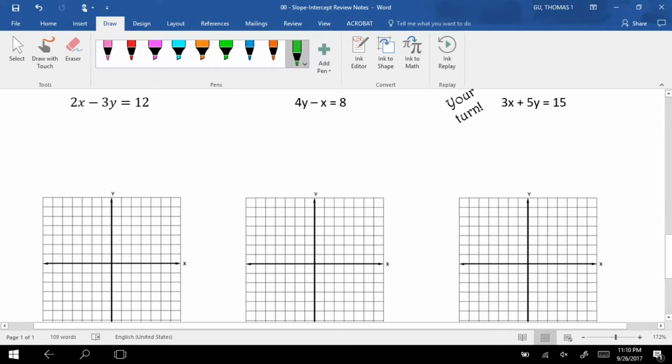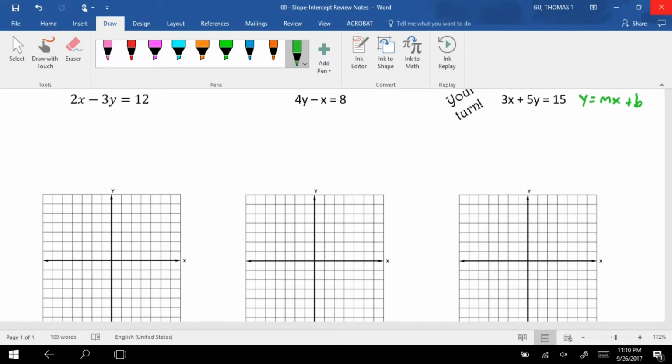I can't see the slope. I can't see the intercept because it's supposed to be y equals mx plus b, right? But I don't see it in that form. But we can rearrange these equations using algebra to make it y equals mx plus b. So let's do a quick example right here. I'm going to go to the screen sketch.